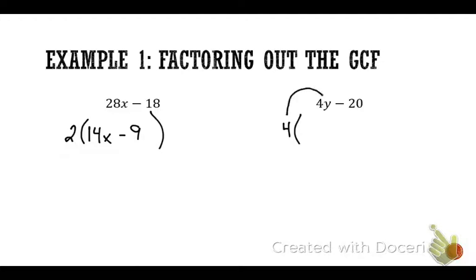What is 4 divided by 4? 1y, or just y. What is negative 20 divided by 4? Negative 5. Okay? Now, let's double check it. What's 4 times 1y? 4y. What's 4 times negative 5? Negative 20. So you see, guys, factoring is like pulling my puzzle apart, and then distributive property is like putting it back together. All right, do you see how it kind of goes both ways?